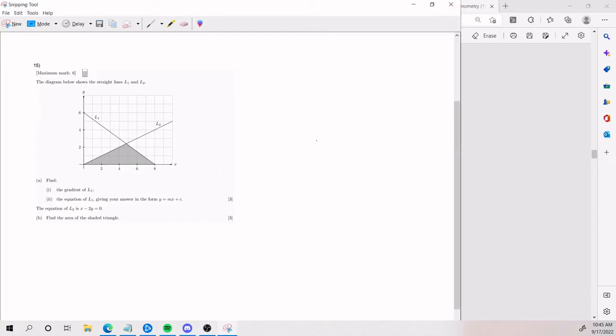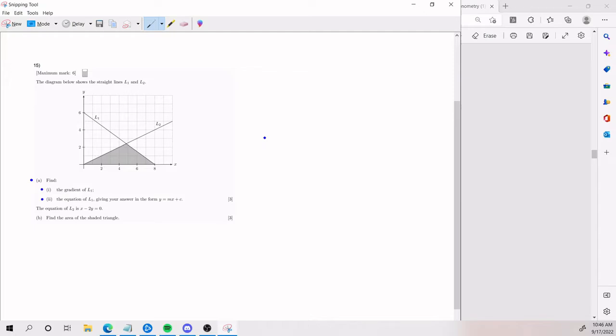Hello everybody, today we will be going over a lines problem at the IB Math AI SL level. So we have that the diagram below shows the straight lines L1 and L2. We need to find the gradient of L1 and the equation of L1, giving the answer in that form.